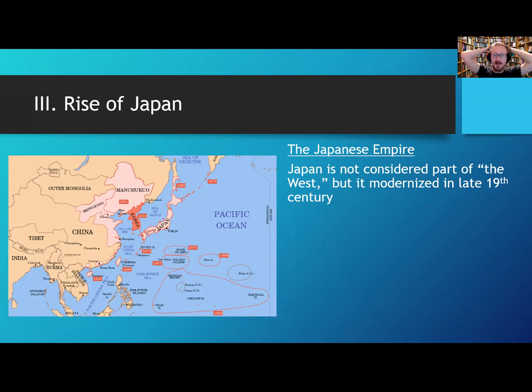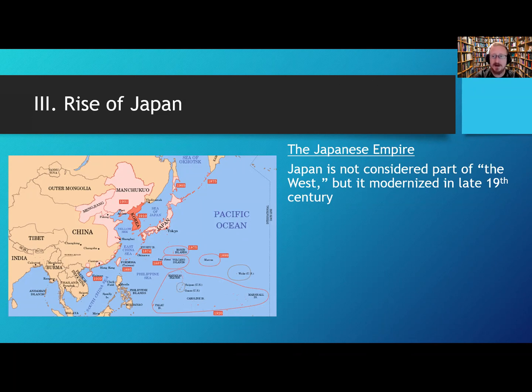And then we got to mention Japan. This is the last slide. The Japanese Empire is not considered part of Western imperialism and Western expansion, but we have to include it because it's the only non-Western country that's really keeping up with the Joneses in that way.